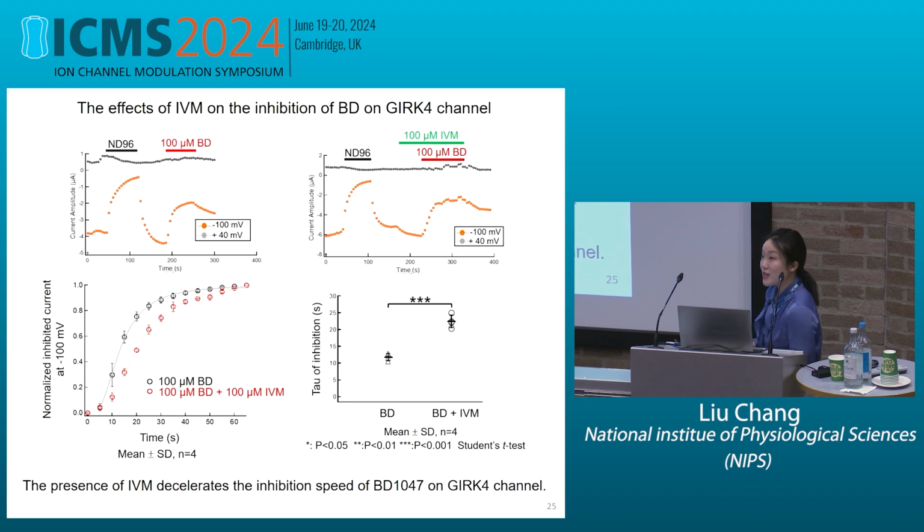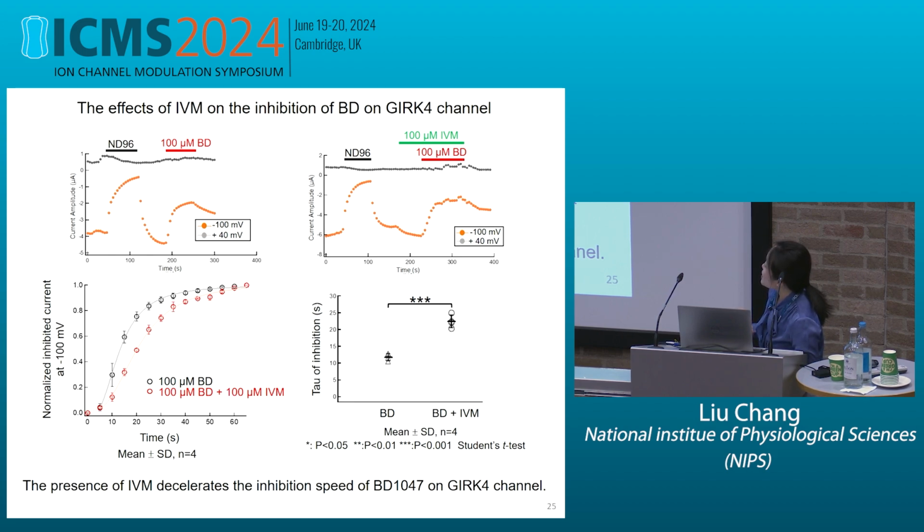Also, we tried to measure the inhibition kinetics of BD on the GIRK4 channel in the presence of ivermectin and the absence of ivermectin. What we compare is the inhibition speed in this range, here and here. You can see that in the absence of ivermectin, the inhibition seems faster to reach the steady state. So we did some further analysis to compare the inhibition kinetics in the same time range.